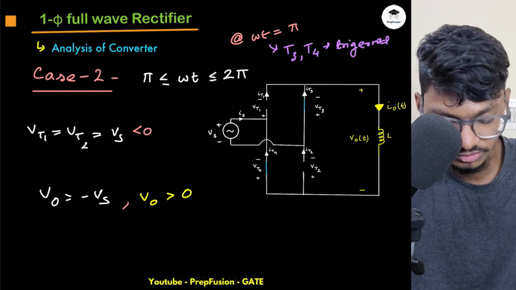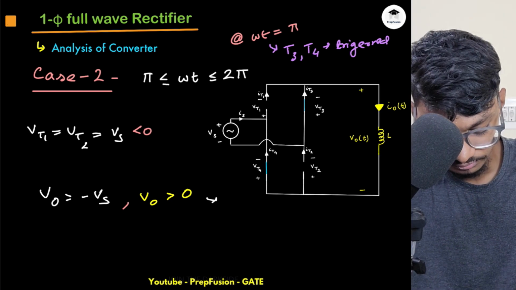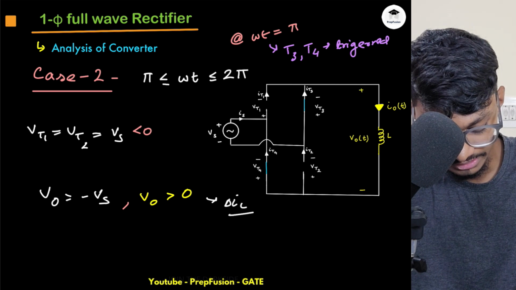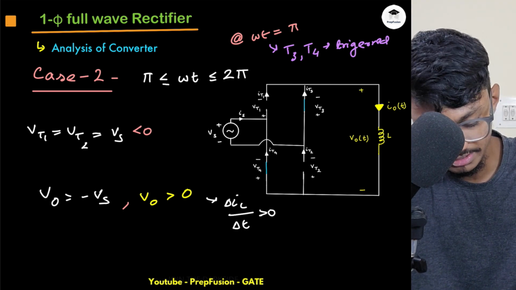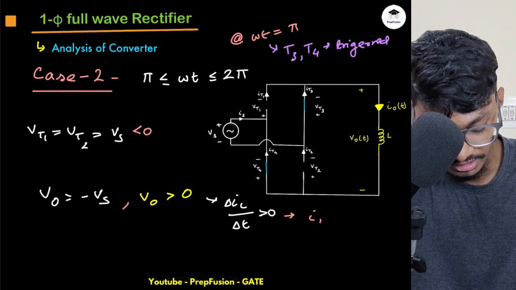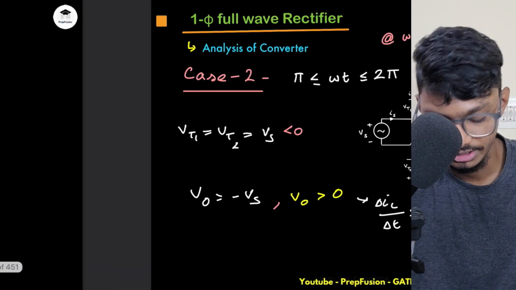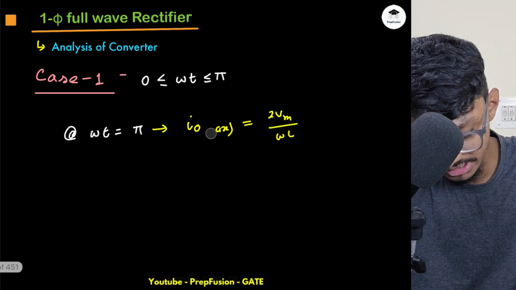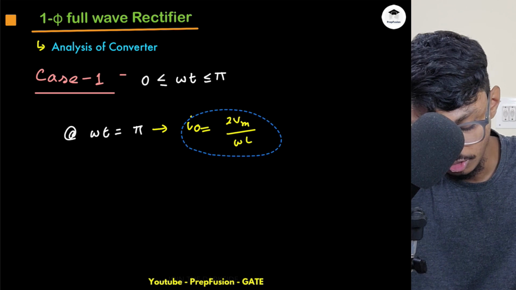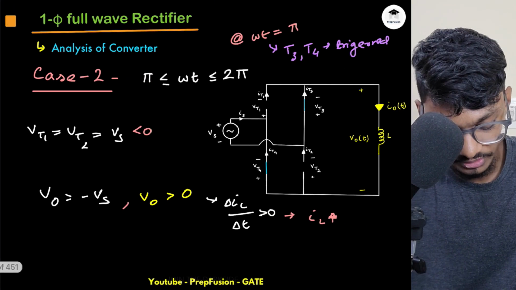VO is positive. If VO is positive, that means what? My del IL by dt is greater than 0. That means again my current will increase. Current will not decrease, I'm sorry for that. It will increase. So this is not IO max in this case. Sorry for that. It will not be IO max. So current will increase again.